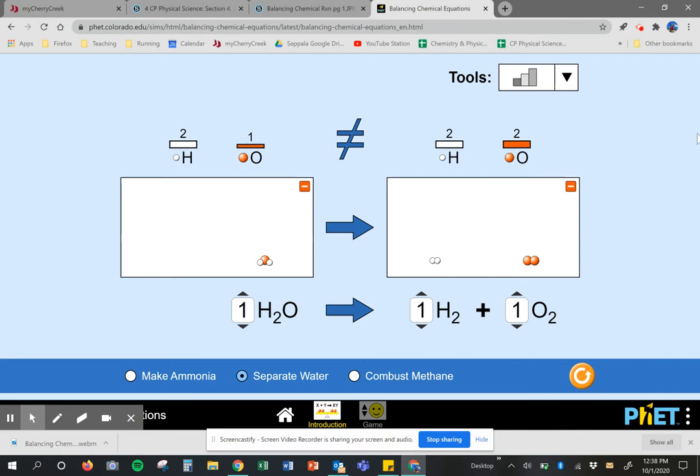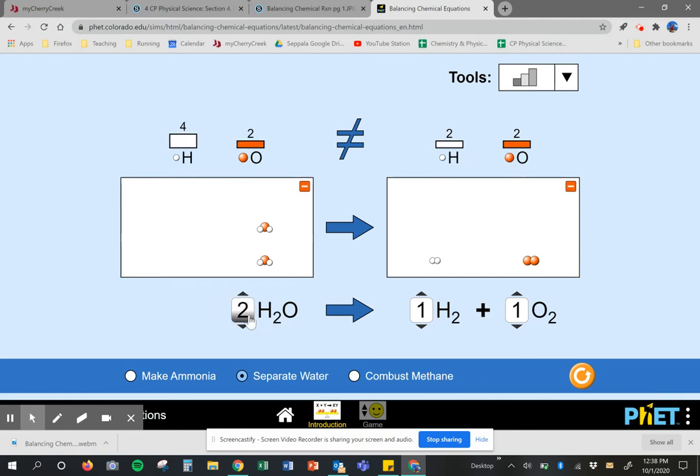Atomic inventory is already done for us. Looks like the hydrogens, the white dots, are good, 2 and 2. Looks like the orange dots, the oxygens, are not good, 1 and 2. All right? Looks like I need 2 oxygens on this side to match the 2 oxygens on the products.